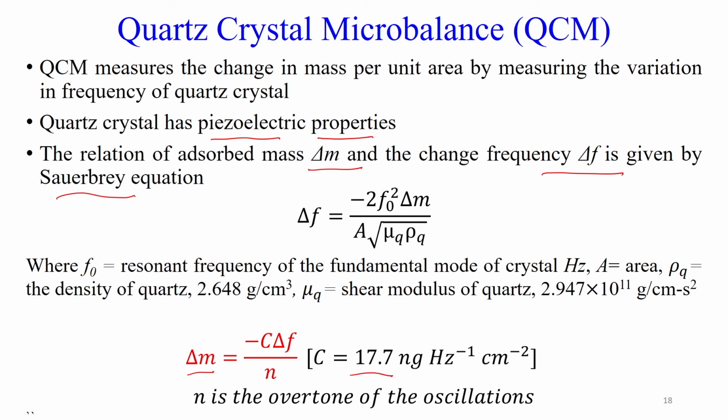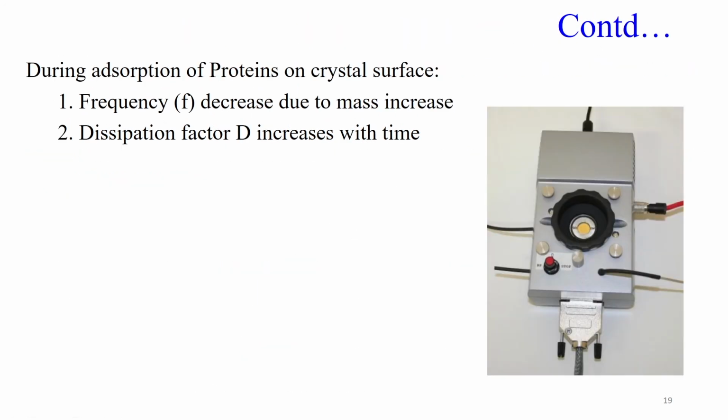Also, we can play with the overtone. Whatever its resonance frequency is, we can go with the third overtone, fifth overtone, seventh overtone, ninth overtone. Then, whatever overtone is used, we have to normalize by dividing by that overtone to calculate the adsorbed mass, or delta m. So, this is a typical setup of the quartz crystal microbalance.